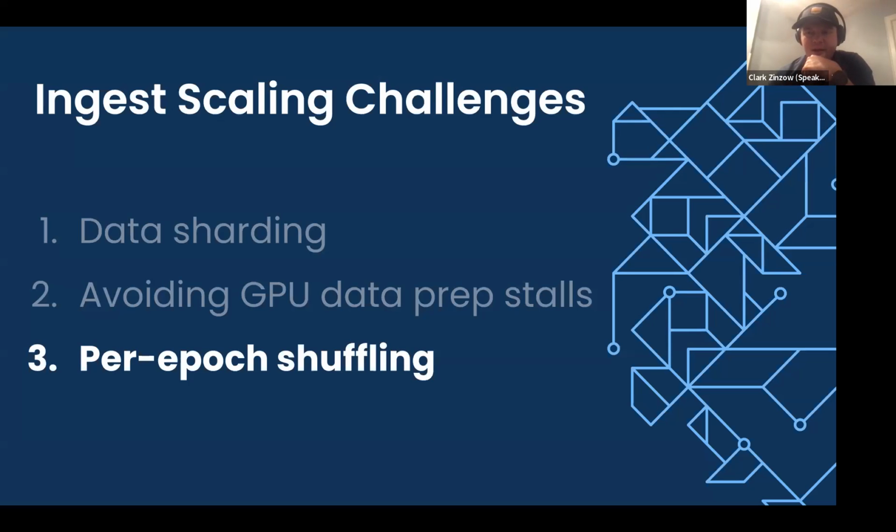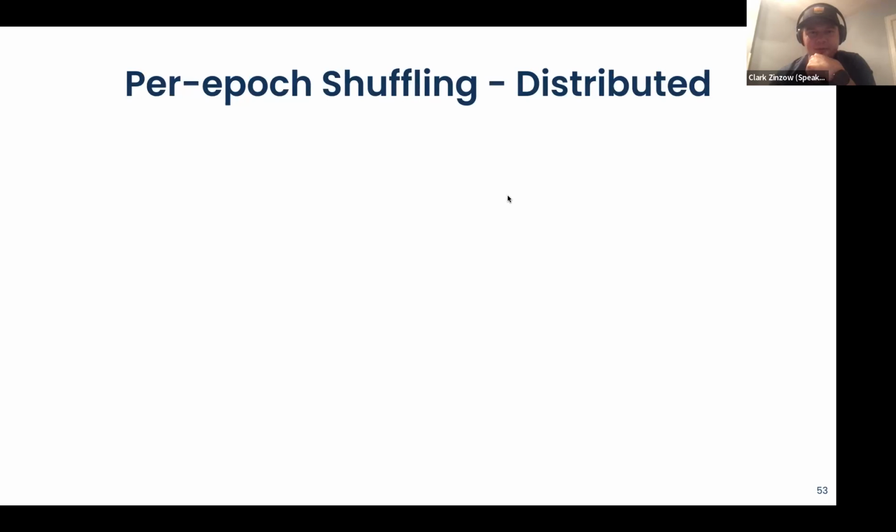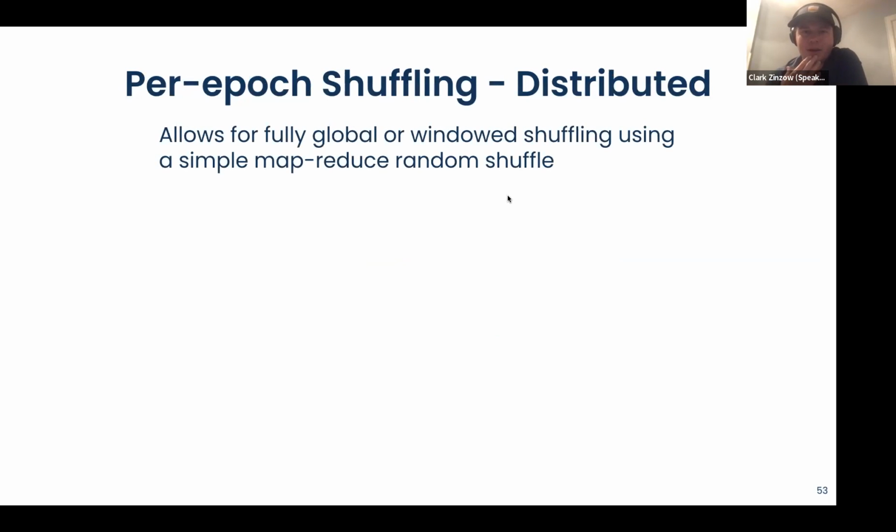So finally, on to one very interesting topic that the next talk is also going to dip into, which should be a good bit of fun. Per epoch shuffling. So Datasets has a few different options here for per epoch shuffling. Probably our most interesting one is the distributed option. So this is for a fully global or windowed shuffle.